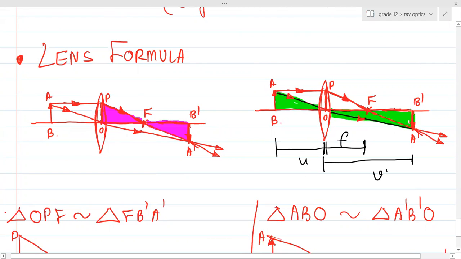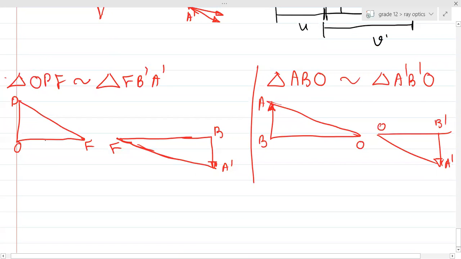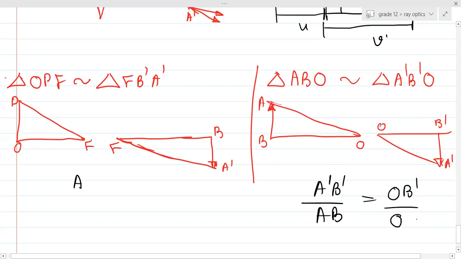So we are just going to do that only. Can you see over here? These two triangles are similar. These two triangles are similar. So can I write from here, in this triangle, A dash B dash upon AB? Can you see this length upon that length is equal to OB dash upon OB? Can I write this? Yes or no? Can I write this?